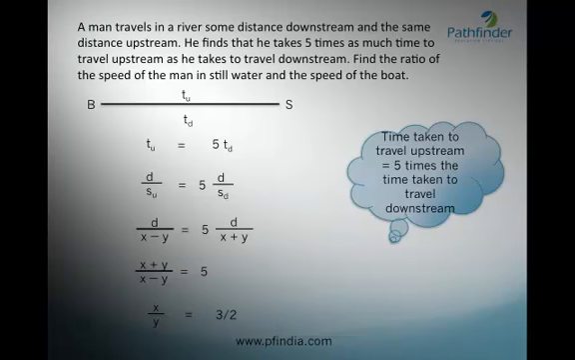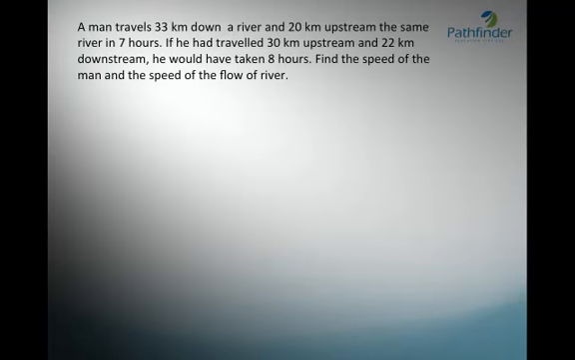Let us look at another question. A man travels 33 kilometers down a river and 20 kilometers upstream the same river in 7 hours. If he had traveled 30 kilometers upstream and 22 kilometers downstream, he would have taken 8 hours. Find the speed of the man and the speed of the flow of river.